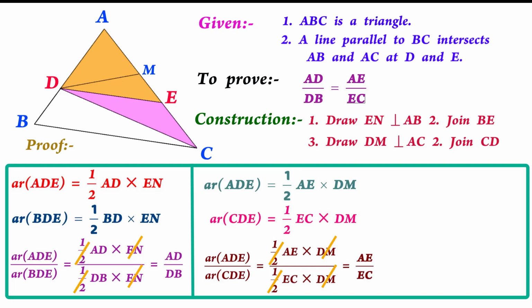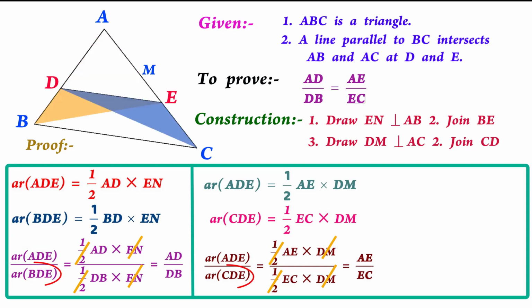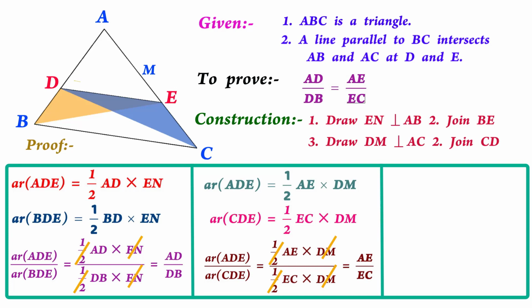On top we have area of triangle ADE on both the circumstances. But look at the denominator. Area of triangle BDE and area of triangle DEC. Only if these two areas are equal, then AD by DB will be equal to AE by EC. Only when the two triangles have the same base and the same height, then the areas will be equal.